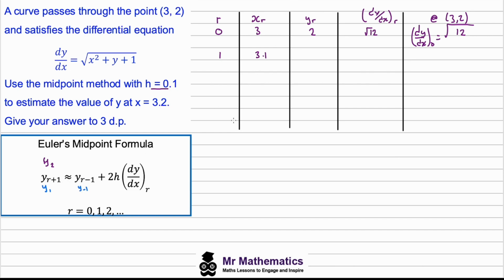What we have to do is use Euler's original equation, where y1 would be y0 plus h lots of the gradient at x0. Well, we've got y0, we know this is 2. We know h is 0.1, and we know the gradient we've just worked out as root 12. This will give us y1. We can work this out and we get 2.3464. So I'll put this into our table.